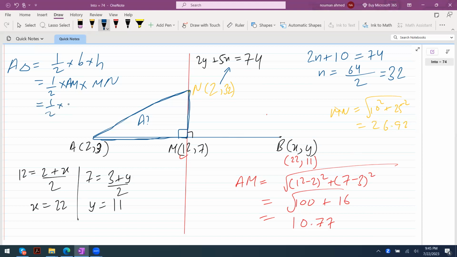You can now substitute the values. 1 by 2 times 10.77 times 26.92 is 144.96. You can round it off to 145. You need to write the units also. We don't know if it's centimeter or meter, so you can just write square units because area is in squares.